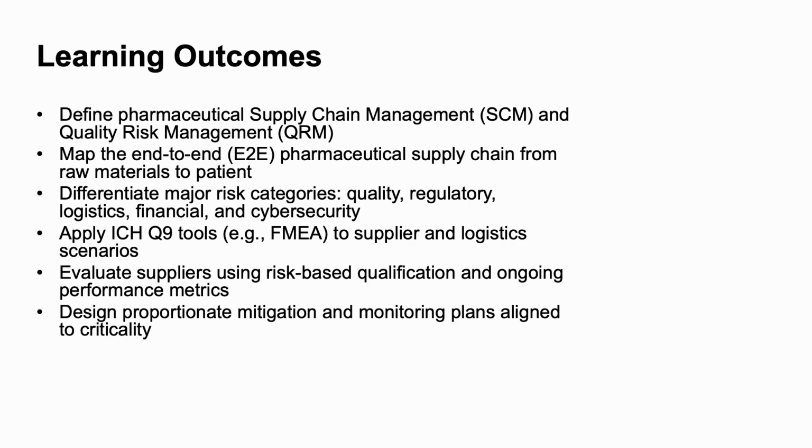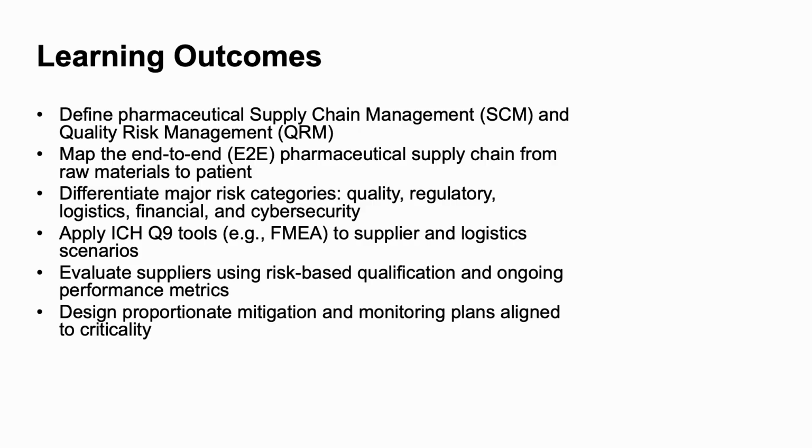With this taxonomy in hand, we will practice selecting proportionate QRM tools, including brainstorming, checklists, failure mode and effects analysis, FMEA, fault tree analysis, and hazard analyses such as HACCP for distribution, and show how the choice of tools should be commensurate with risk criticality and the availability of data.